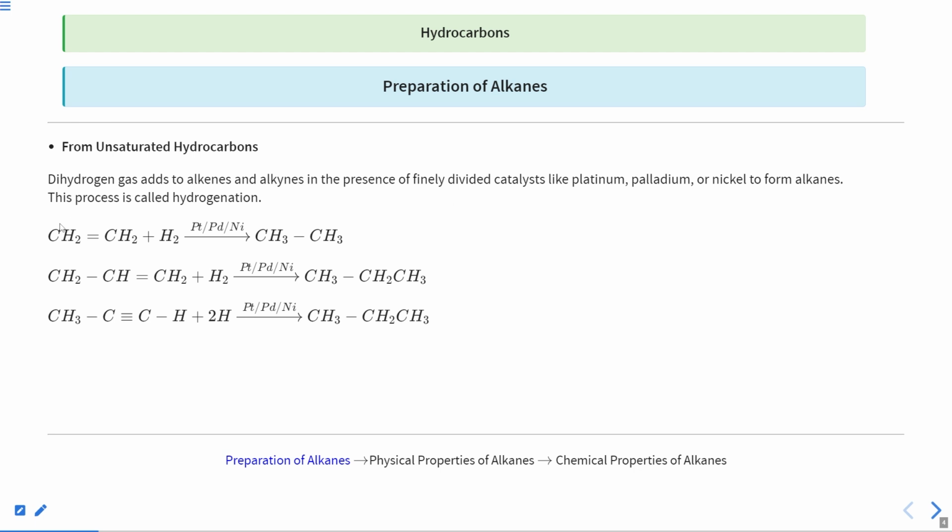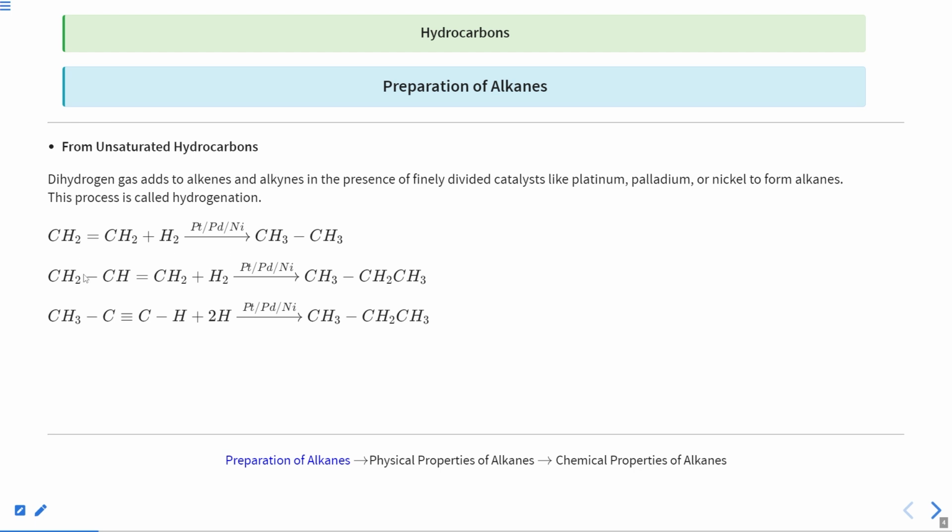If you see, between this carbon and this carbon you have a double bond. So we take platinum as the catalyst, which provides the surface for hydrogenation. We add hydrogen to it. Now this double bond is cleaved during a transition state, and two hydrogens are added on either side, on this carbon and on this carbon.